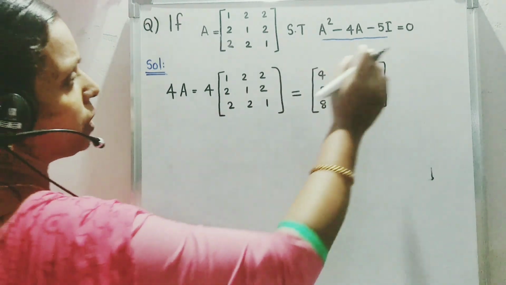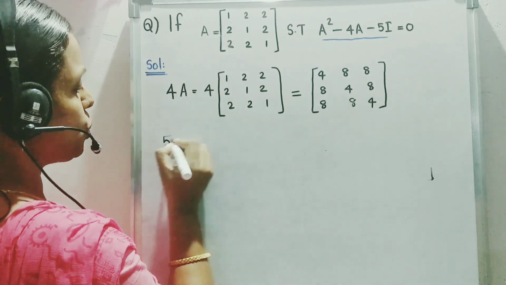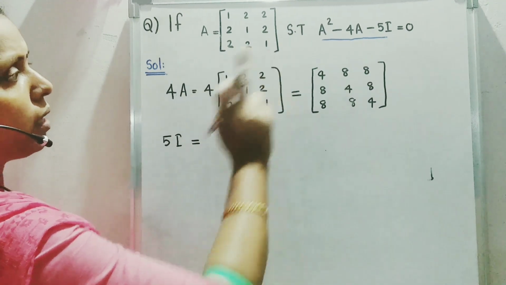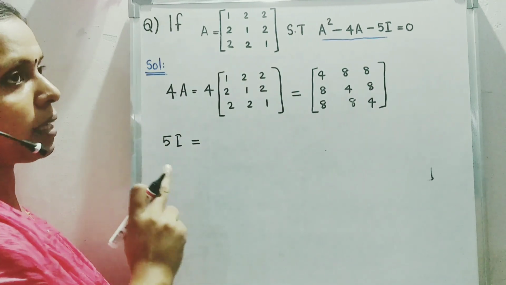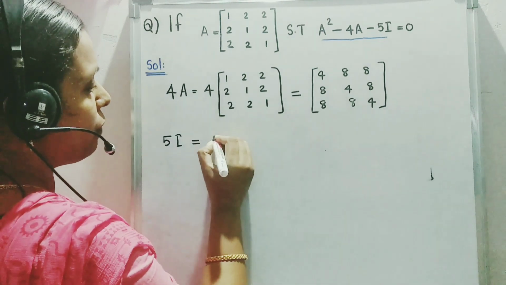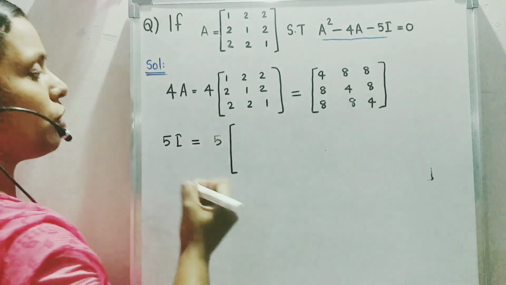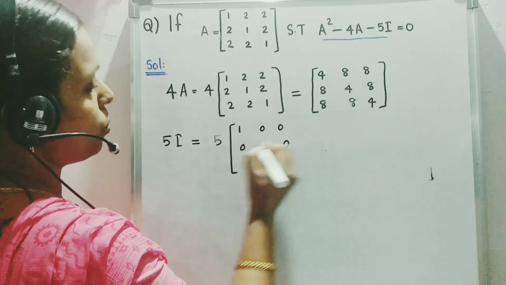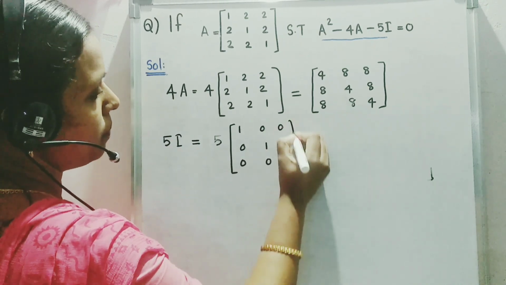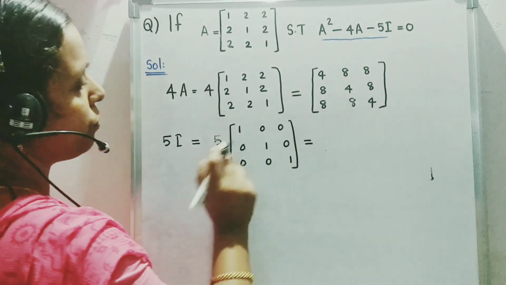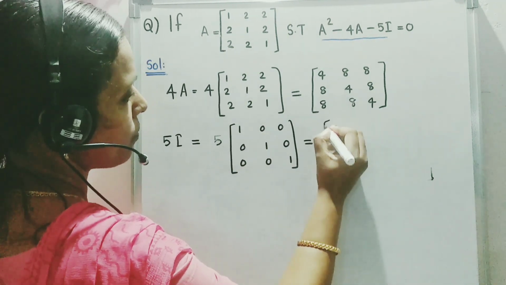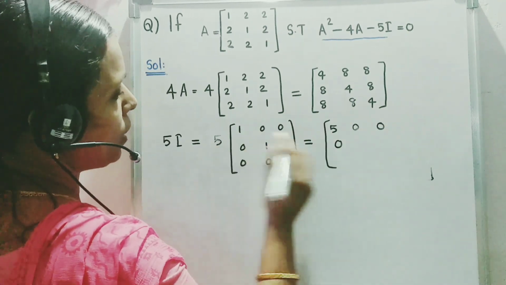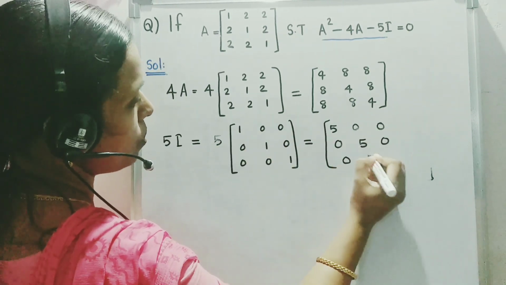Next we want to calculate 5I. 5 into I. I means the identity matrix. Here A is of order 3 by 3, then we take identity matrix as order 3. That is 5 into identity matrix of order 3, which is 1, 0, 0, 0, 1, 0, 0, 0, 1. Then multiply with 5. Then we get 5 into 1, that is 5. 5 into 0, 0, 0, 0. 1 into 5, 5, 0, 0, 0, 5.